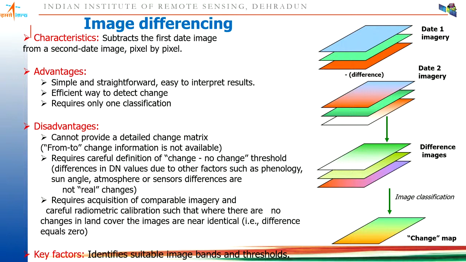It cannot provide a detailed change matrix. As I have already discussed, the change matrix is not available. It will only tell that there is a change. It requires careful definition of the change, no change threshold. That is the most critical thing. What should be the threshold value beyond which we will say there is a change, and below which there is no change? It requires acquisition of comparable imagery and careful radiometric correction. So the images should be similar, and atmospheric and radiometric calibration should be there between the images.